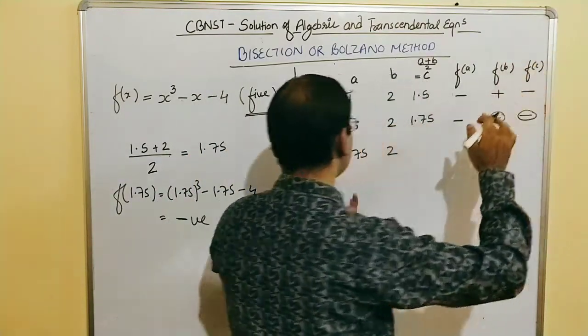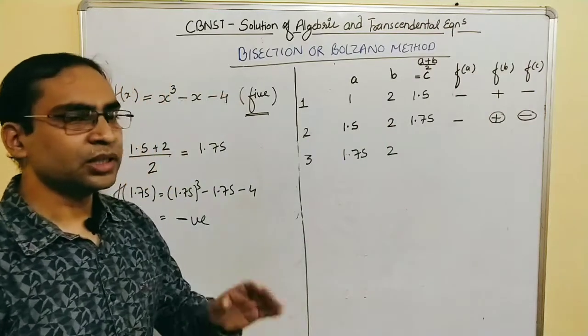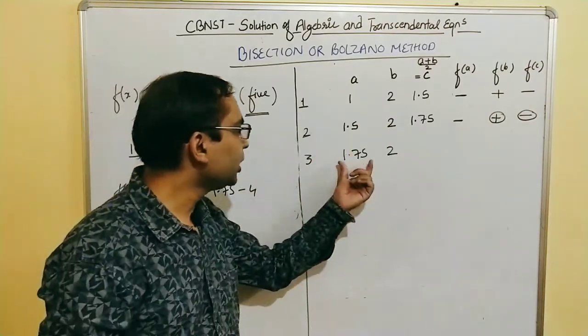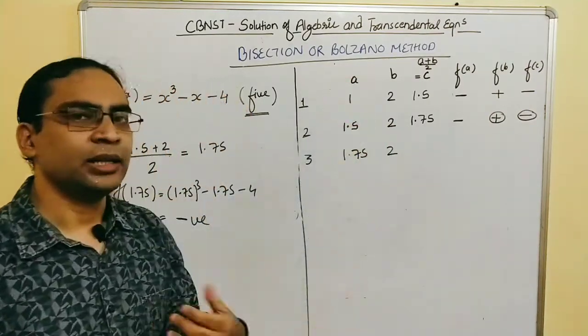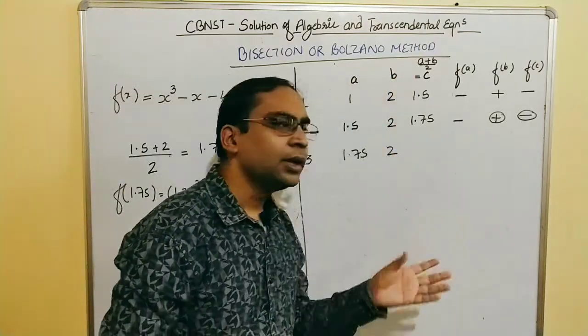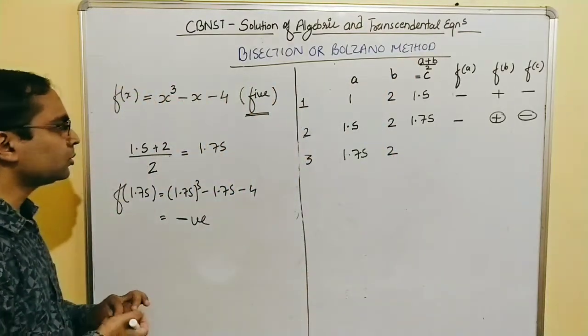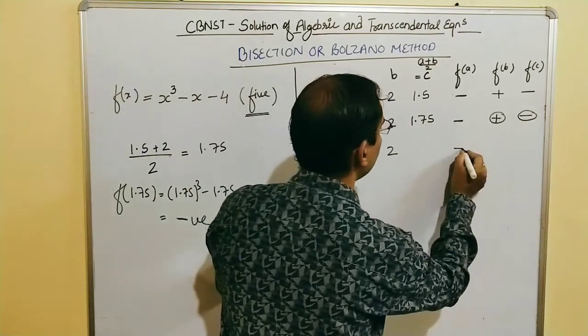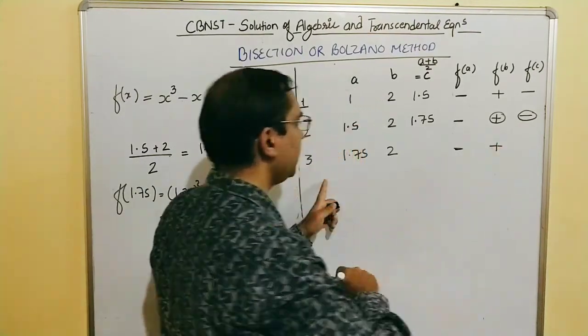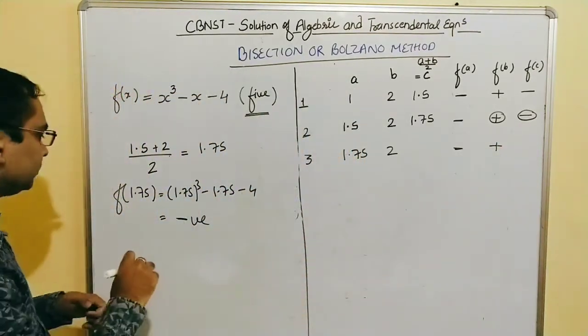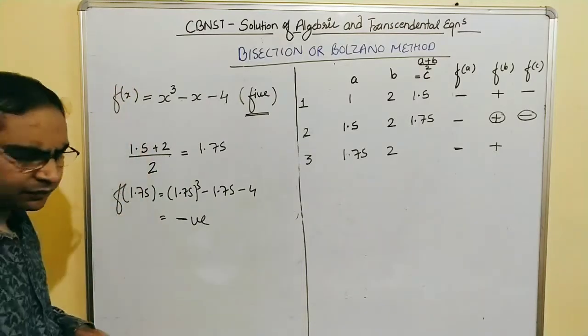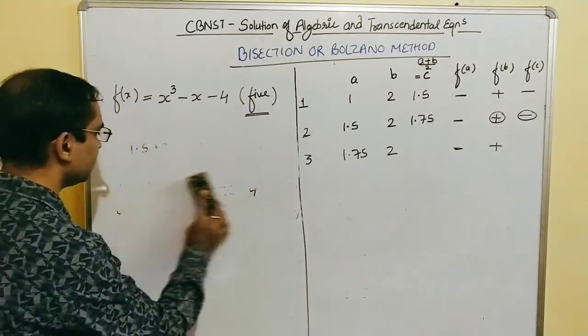So this will be 1.75 and 2. Always remember the smaller value will always be written in the A column, and the larger value will always be in the B column. So at 1.75 this is negative, and at 2 this is positive. Now we need to find C. Again with the same method we will find C. This is just a repetition.